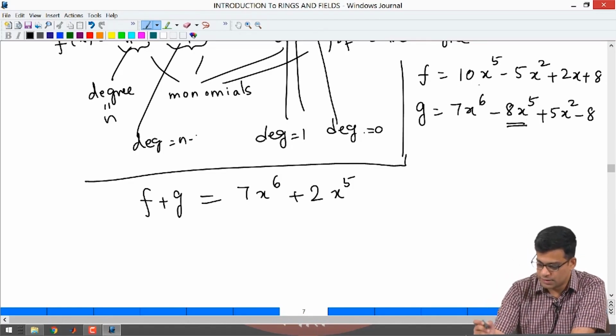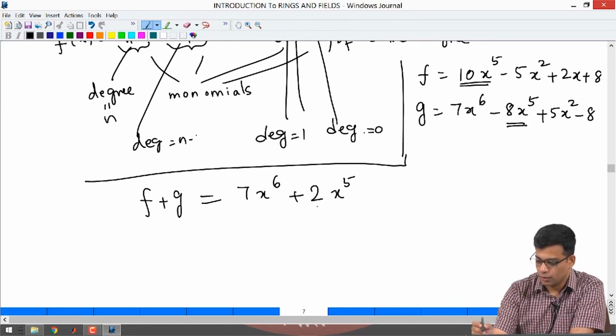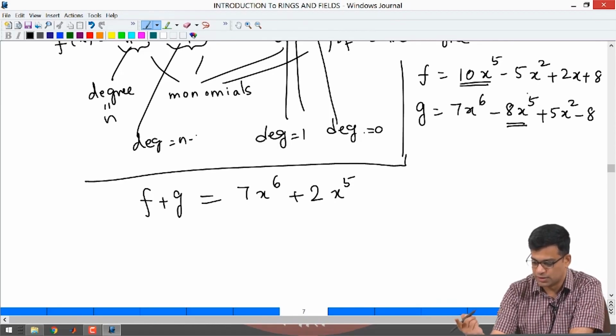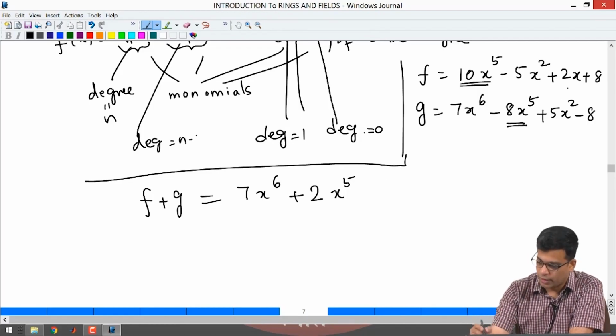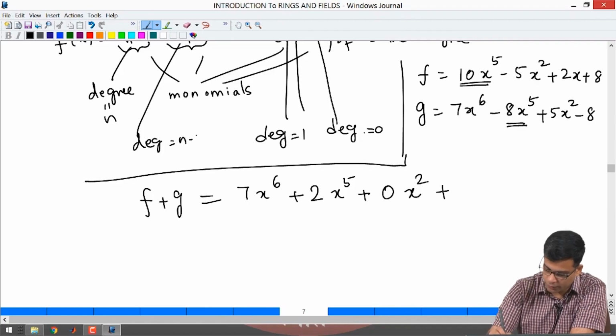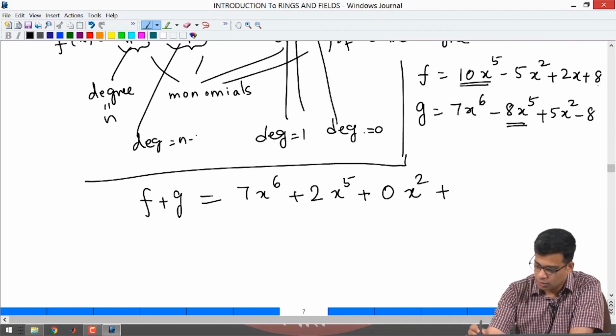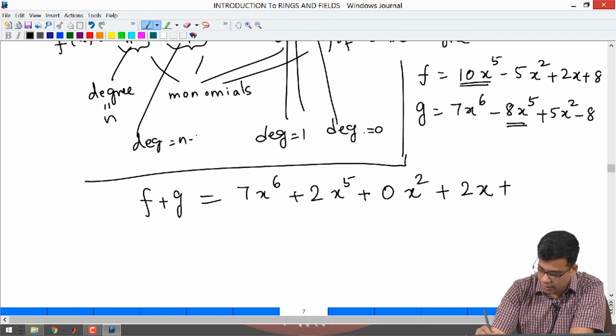So 10 plus minus 8 is 2, so that is 2x^5. There are no other terms until x^2. x^4 is not present in both, x^3 is not present in both, but x^2 is present in both, and the coefficients are minus 5 and 5. So this is just 0x^2. I am writing it now, but we do not need to write it in general. And next we have to compare the x terms. There is x in f, no x in g. So that is just 2x, and we have 0.